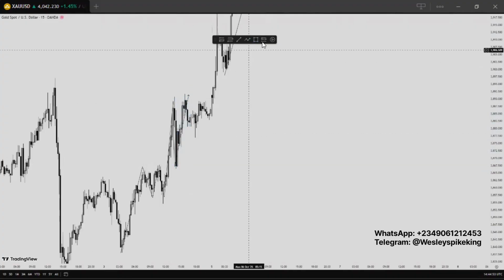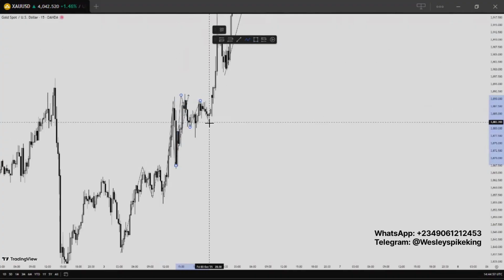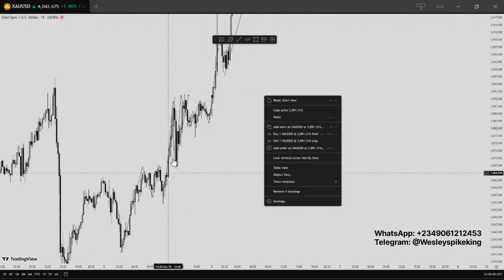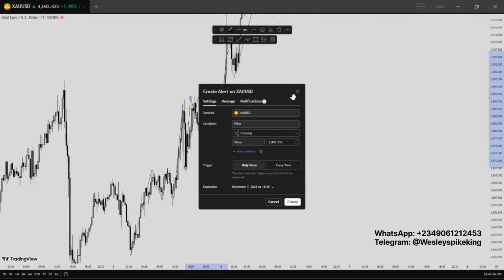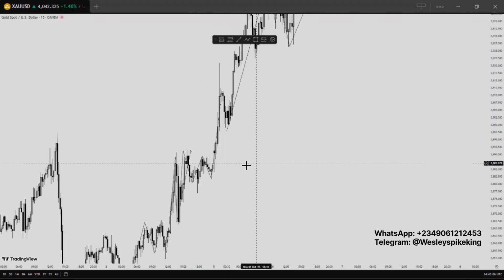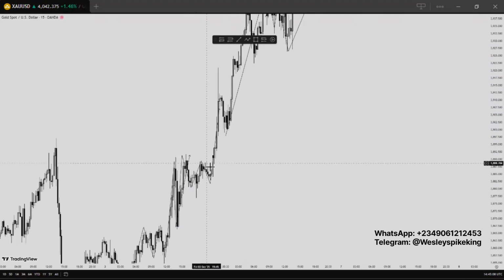Sorry, this is the rally, this is the accumulation here, the base, and then this is the rally. So rally, base, rally. You get the point. Rally, it accumulated, and then it broke out. You get the point. It broke out.